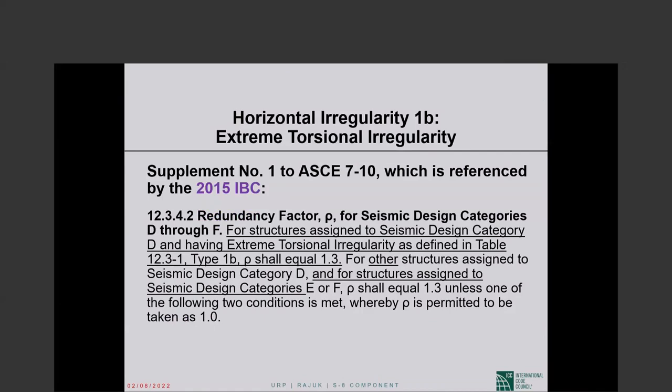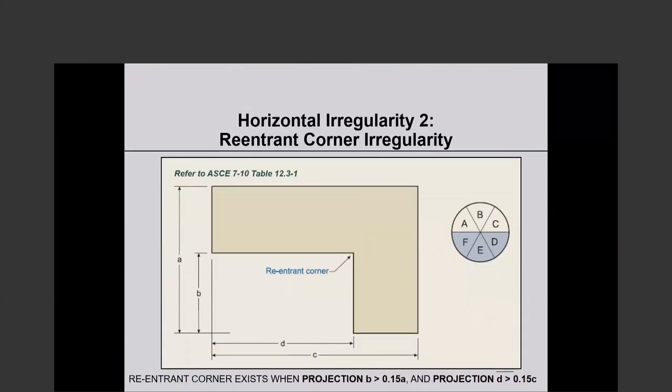This probably goes into a little too much detail, a supplement to ASCE 7-10. ASCE 7 says that the redundancy factor rho shall be automatically taken equal to 1 for structures, but for structures assigned to seismic design category D and having extreme torsional irregularity, rho shall be 1.3. I won't go beyond that. This goes into, and this is an ASCE 7-10 supplement for you. It is in the future.